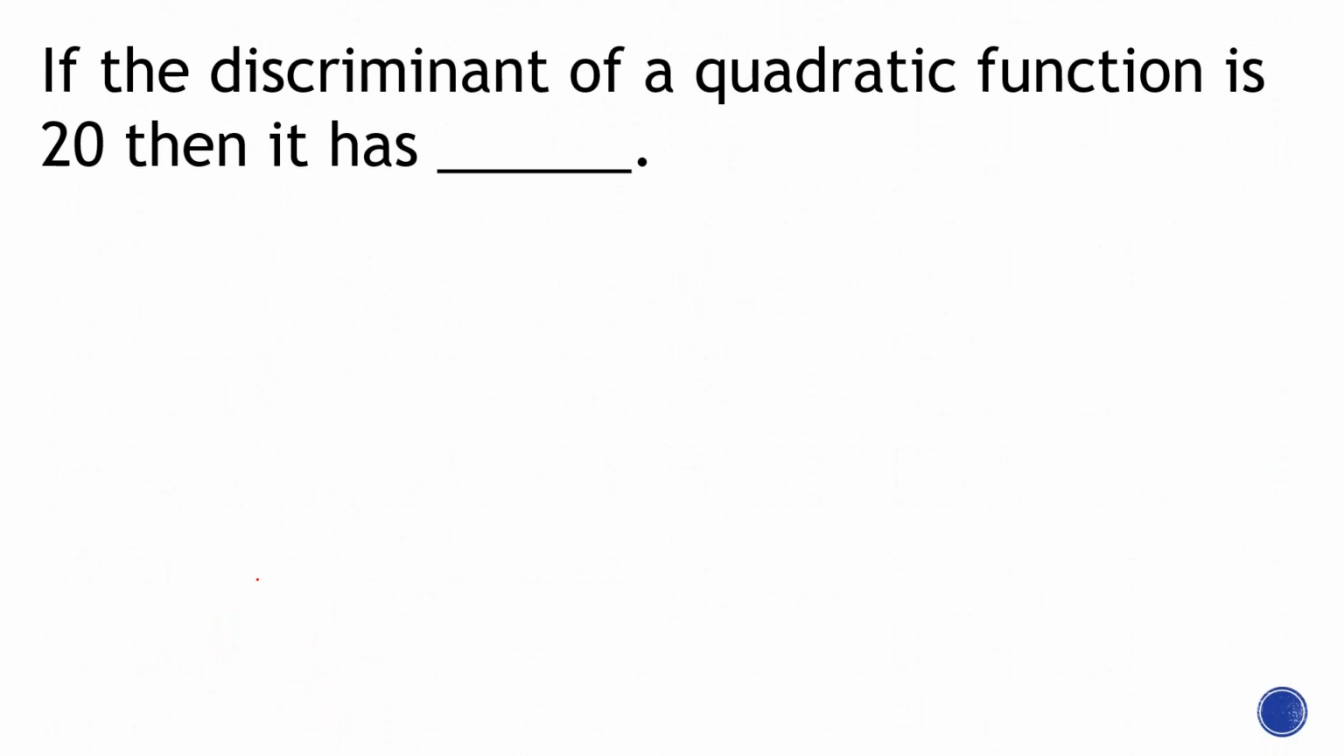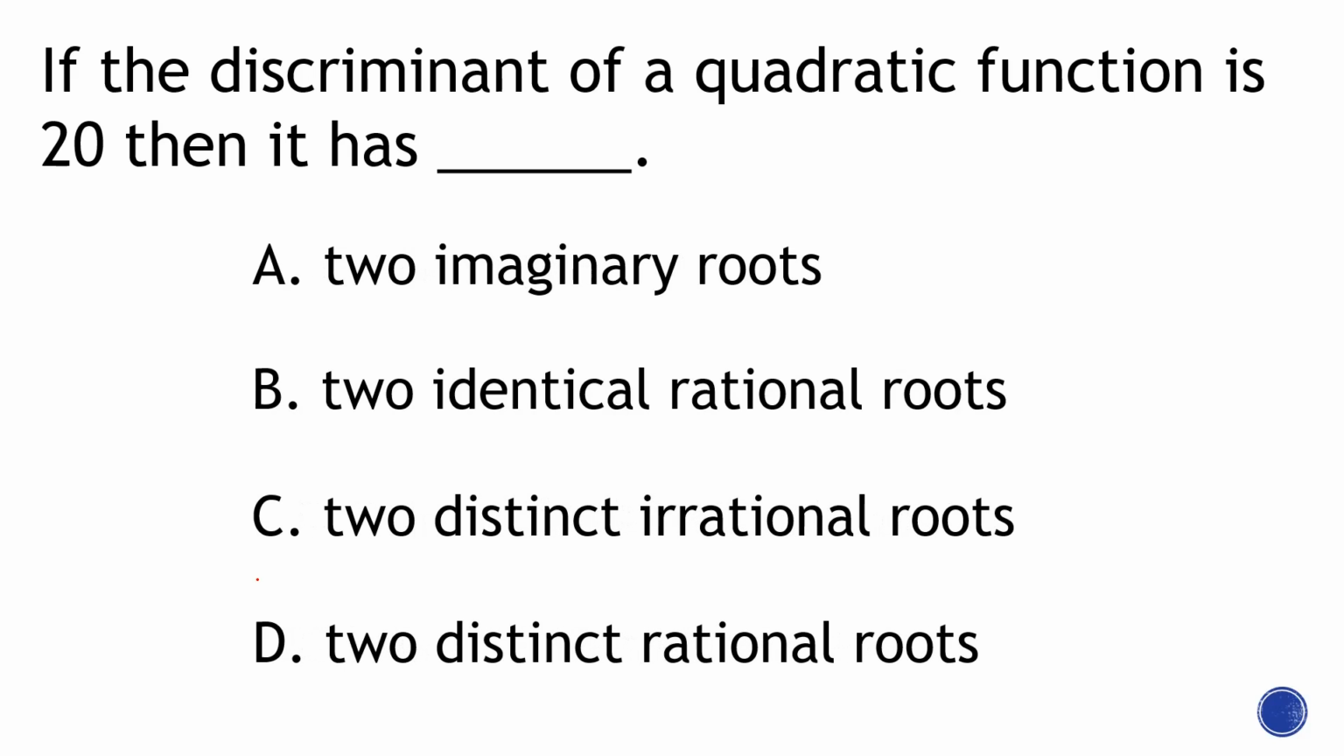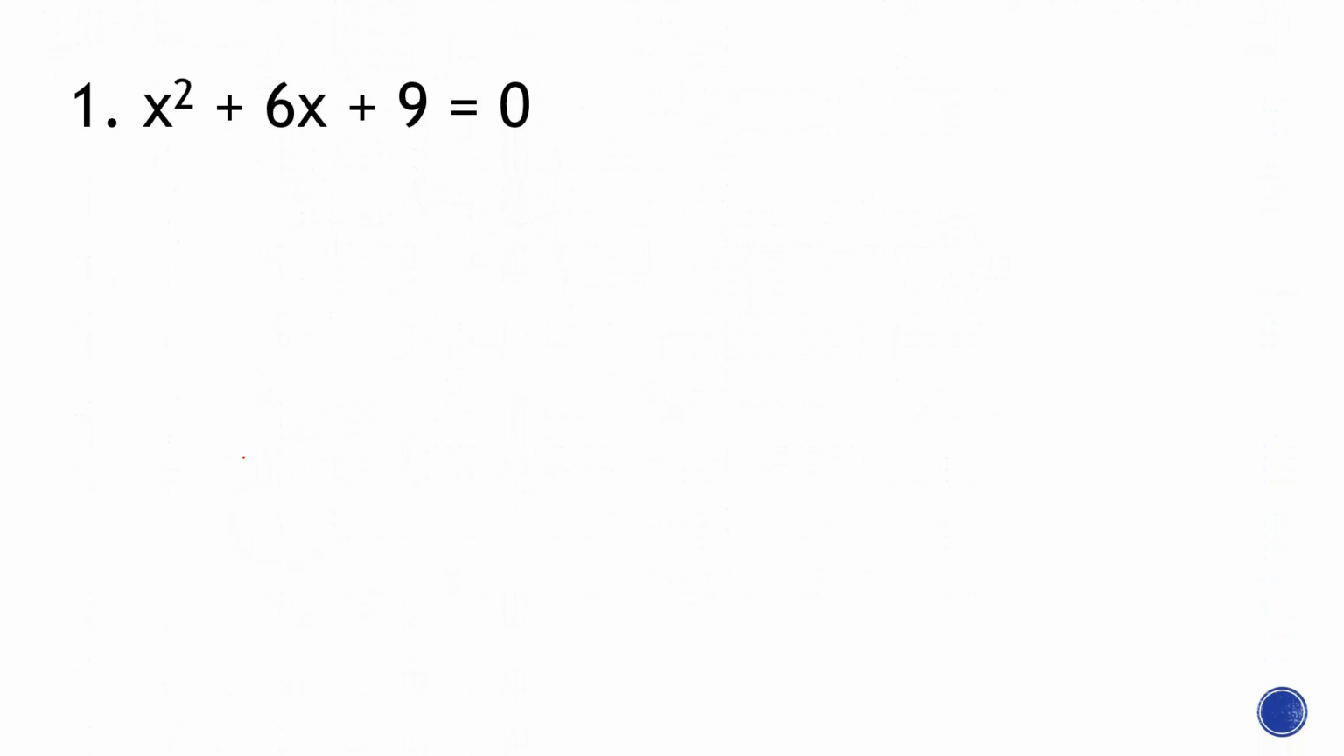And then the last one is 20. 20 is positive, but it's not a perfect square number because if you take the square root of 20, it's going to be in decimal form. Therefore, the answer is letter C. The quadratic equation has two distinct irrational roots. Okay? So, let's go straight to finding the discriminant of a quadratic equation. Let's have this one.